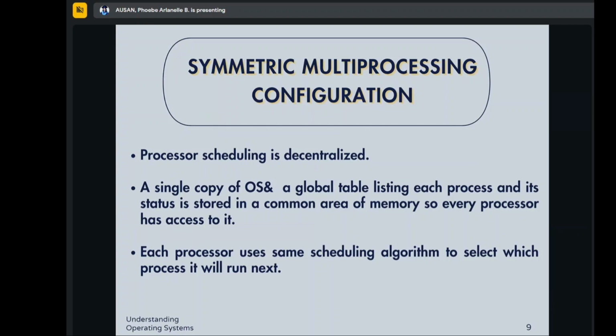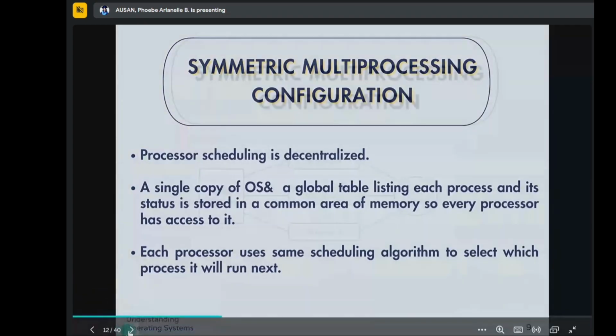So what is symmetry? Symmetry is symmetrical, which means even or proportional and centralized. Symmetrical processing refers to a system architecture where multiple processors or cores are interconnected and share access to common memory. In this configuration, each processor has equal capabilities and tasks are divided and executed in parallel across the processors.